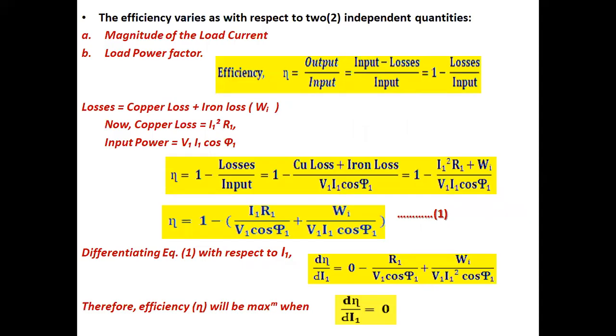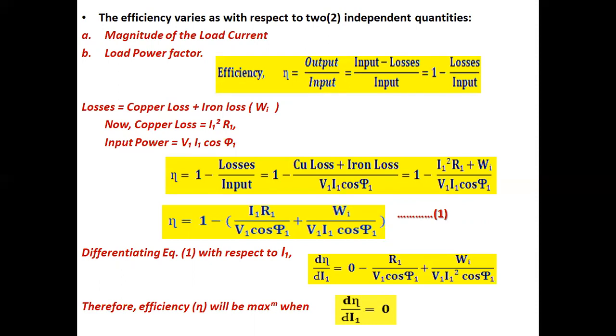The efficiency varies with respect to two independent quantities: A, magnitude of the load current, and B, load power factor. Therefore, efficiency equals output by input, that is input minus losses divided by input, that is 1 minus losses divided by input. Losses equals copper loss plus iron loss. Now, copper loss is I1 square R1, input power is V1 I1 cos phi 1.